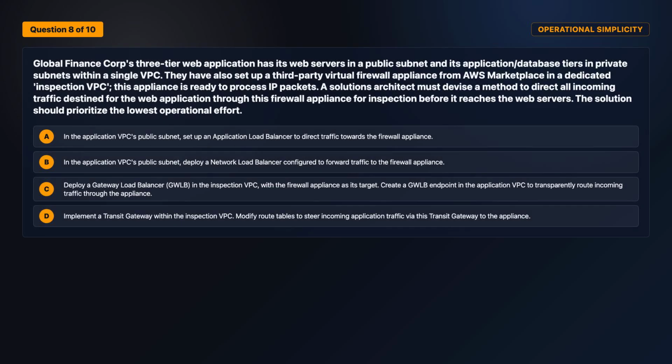All right, question 8. Compare what is asked to what is offered. Global Finance Corp's 3-tier web application has its web servers in a public subnet and its application and database tiers in private subnets within a single VPC. They have also set up a third-party virtual firewall appliance from AWS Marketplace in a dedicated inspection VPC. This appliance is ready to process IP packets. A solutions architect must devise a method to direct all incoming traffic destined for the web application through this firewall appliance for inspection before it reaches the web servers. The solution should prioritize the lowest operational effort. Select one answer. Review the answer choices on screen.